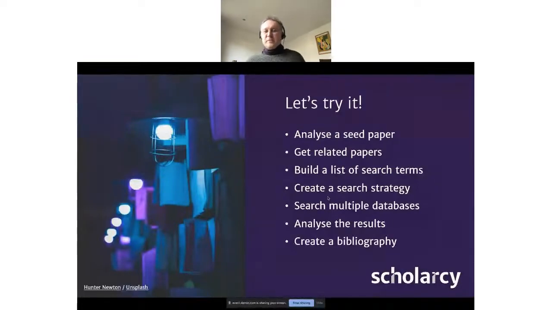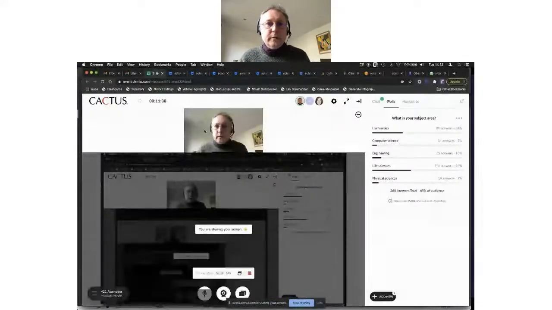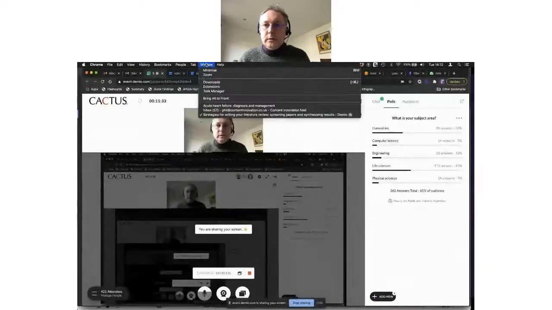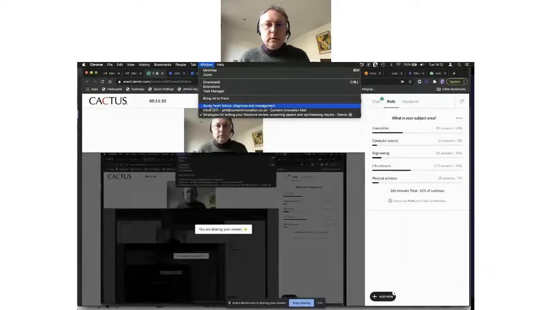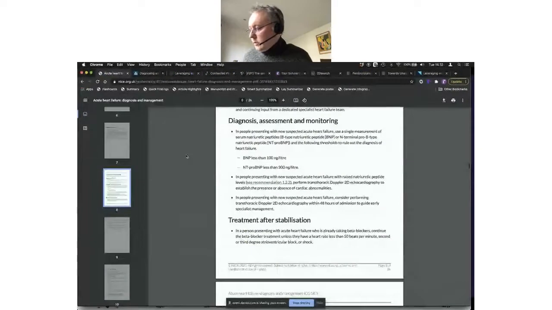So let's try to do this in real time. I'm going to take a bit of a risk here and do a bit of a live demo where we're going to analyze some seed papers. We're going to get related papers. We're going to build a search strategy. We're going to run it, and we're going to analyze the results. So let's do that. I'm going to switch to my browser, and I hope you can all see this.